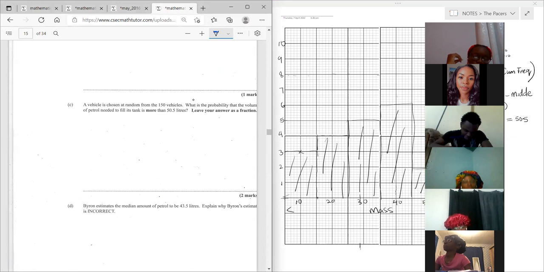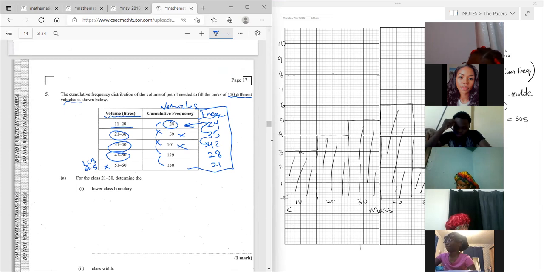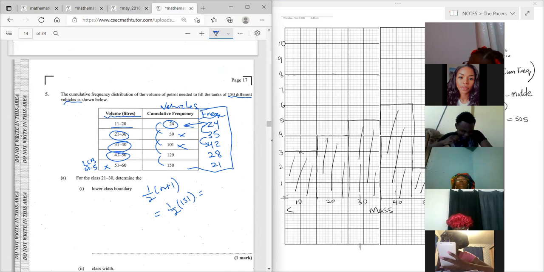Byron estimates the median amount of petrol to be 43.5. Explain why his estimate is incorrect. So how to find the median now? Half N plus one. Which is a half of 151, giving us how much? 75.5. So where would 75.5 fall?